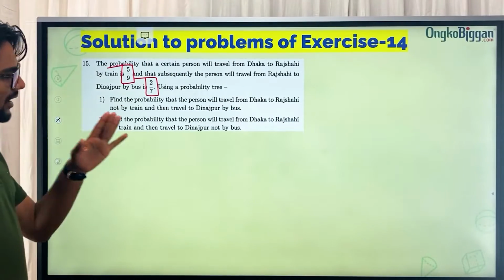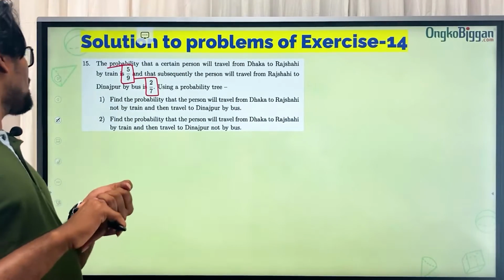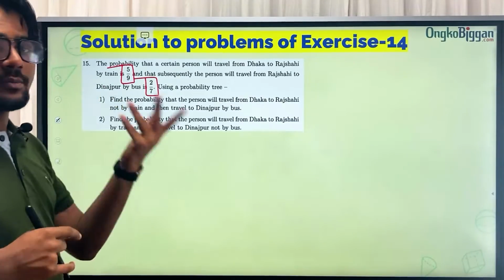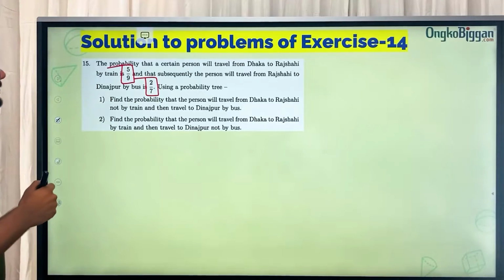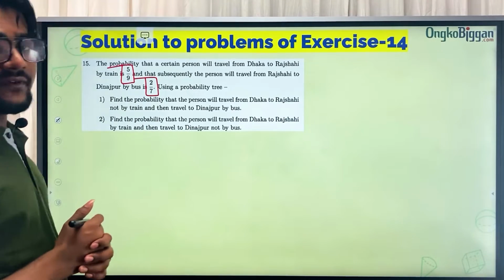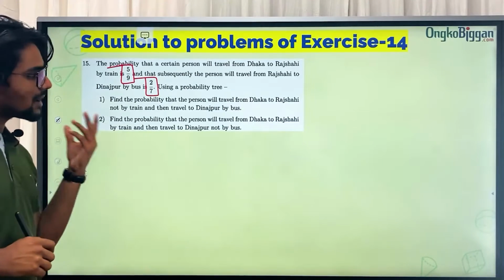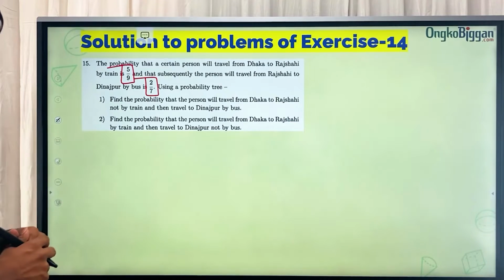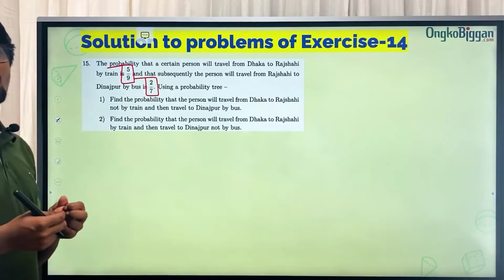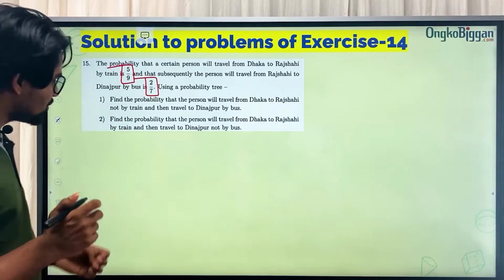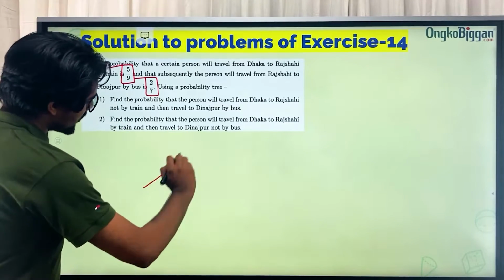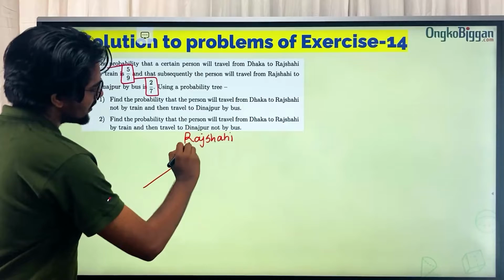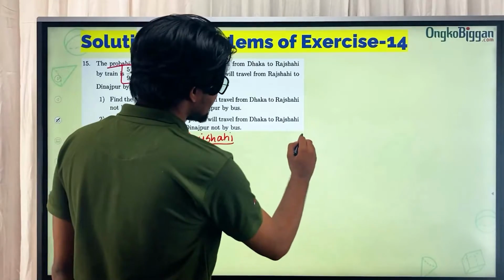And in that case he might use a train or he might use a bus, or might use another different thing. That can also be a possibility. So in the first question we need to find the probability that the person will travel from Dhaka to Rajshahi not by train and then travel to Dinajpur by bus. Okay, so first thing we need to draw the probability tree. First we are going to work with Rajshahi, how we can go to Rajshahi. Then we will work out how we can go to Dinajpur.